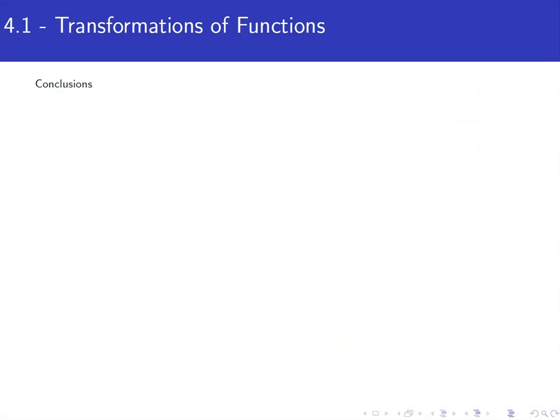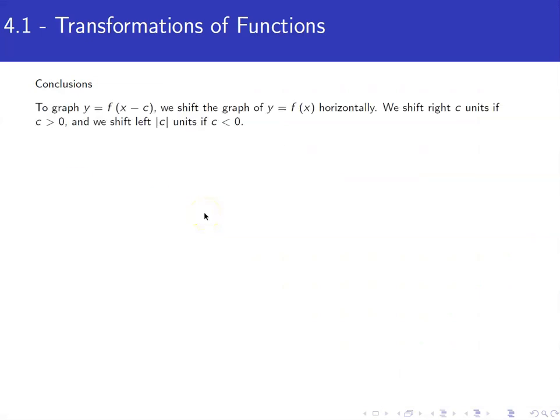So let's see if we can piece all of this together. If we have an arbitrary function f of x, and we want to graph y equals f of (x minus c), meaning we've replaced every instance of x with an x minus c, or said another way, we've subtracted a c on the inside of the function, we shift right if that c is positive, since we're really subtracting a positive number. We go left by the absolute value of c units if c is negative, meaning we have an x plus some number.